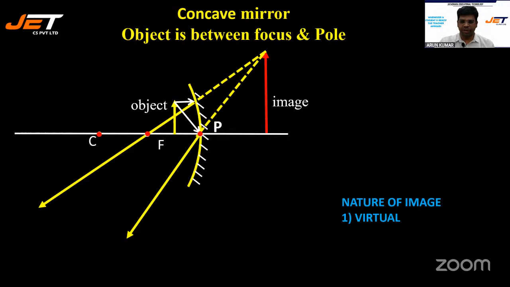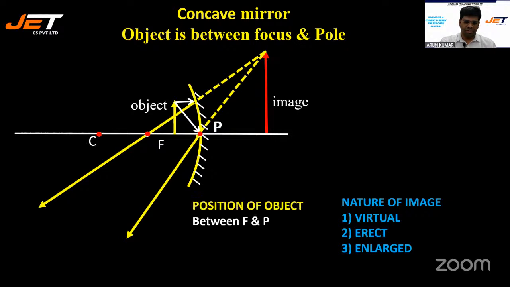Nature of the image is virtual, erect, enlarged. Magnified is also called enlarged. Enlarged and magnified are synonyms. Same thing. Position of the object is between F and P. Position of the image is beyond P, behind the mirror. All right? Yes, Reddy, that's right.